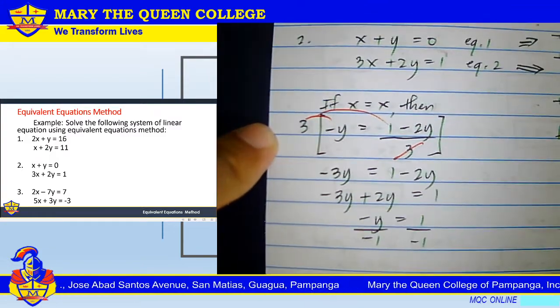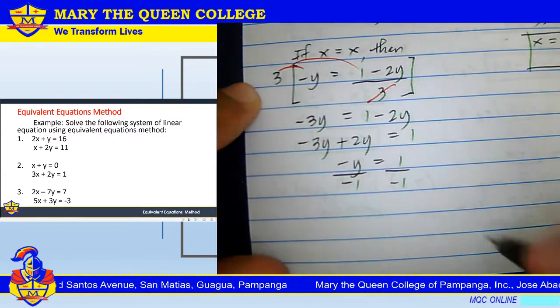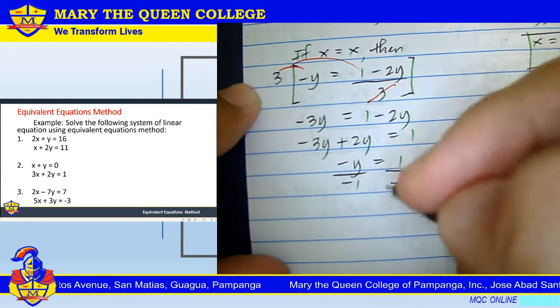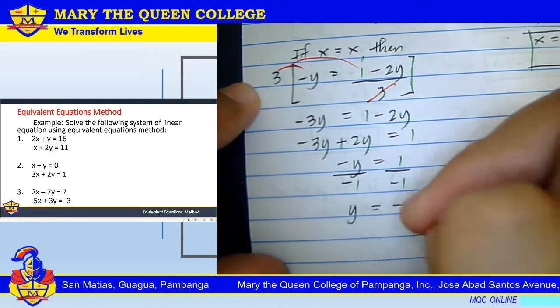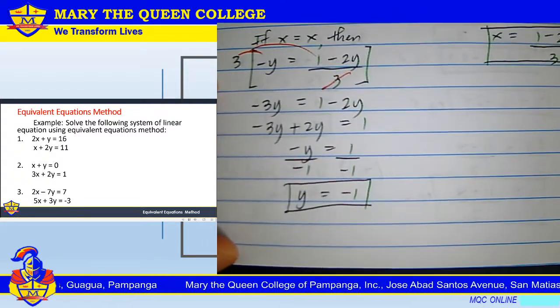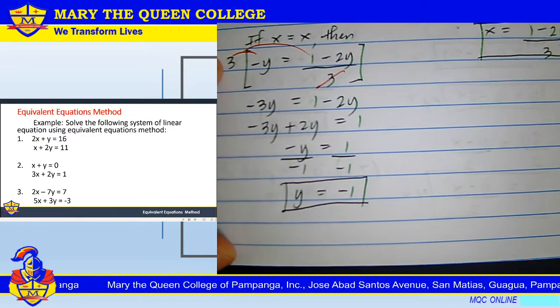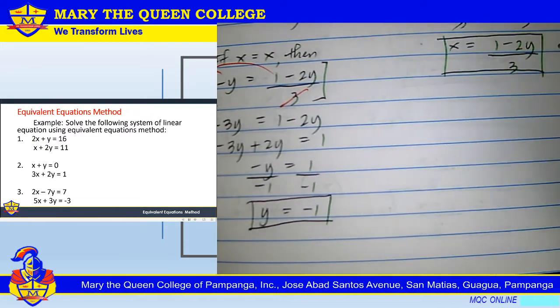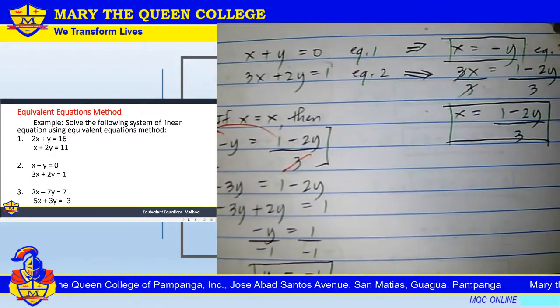Bakit? Para maging positive yung variable natin. Okay? That's a rule in algebra or in mathematics. So, y is equal to negative 1. Okay? So, we now have the value for y using equivalent equations. How about the value for x? Since we have already equation 3 and equation 4, focus naman tayo sa variable y.